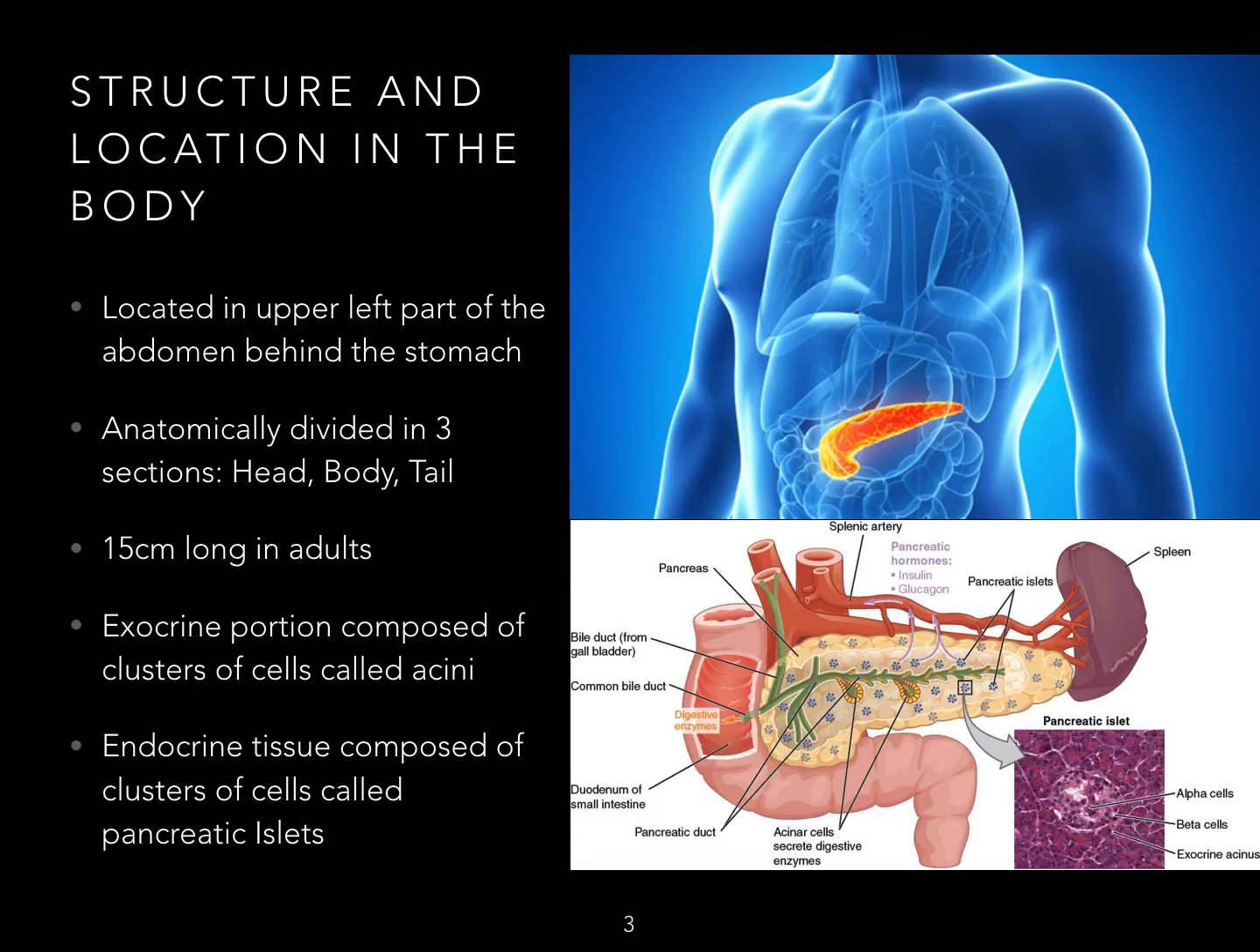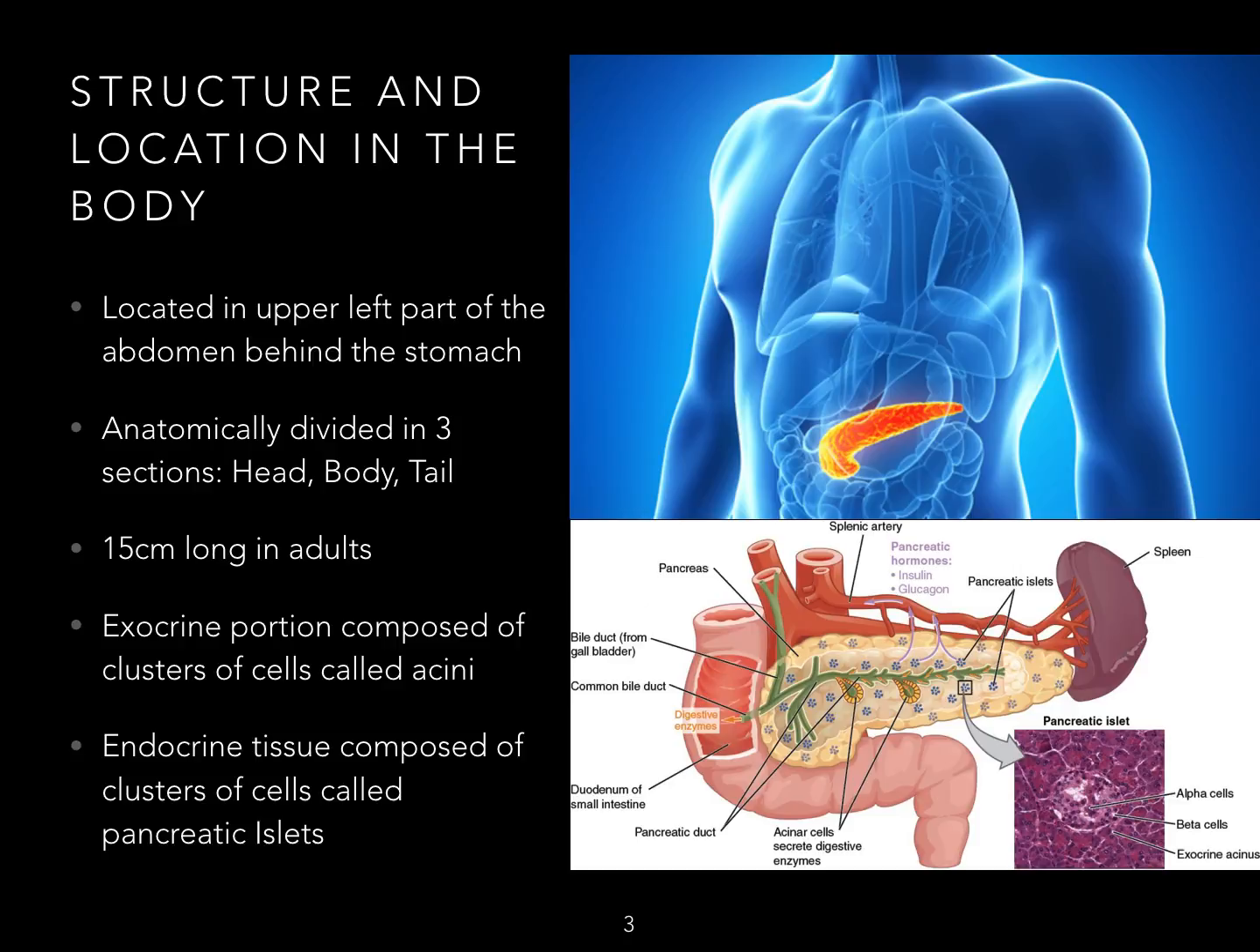Structure and location in the body. In humans, the pancreas is located in the upper left part of the abdomen behind the stomach. Anatomically, the pancreas can be divided into three sections: the head, body, and tail of the pancreas. The head of the pancreas is connected to the duodenum, which is the first part of the small intestine immediately beyond the stomach. The typical adult pancreas is about 15 centimeters long, but they can vary greatly in size.